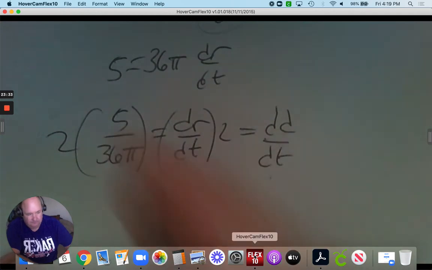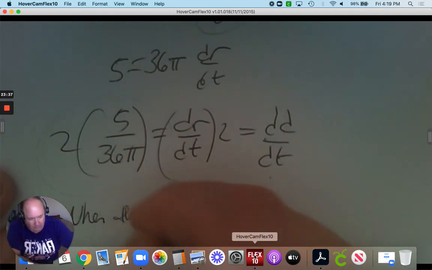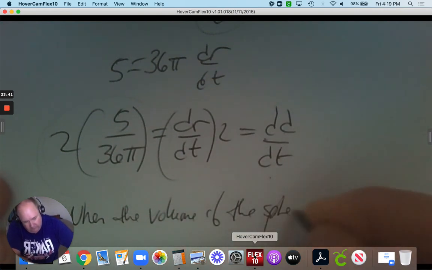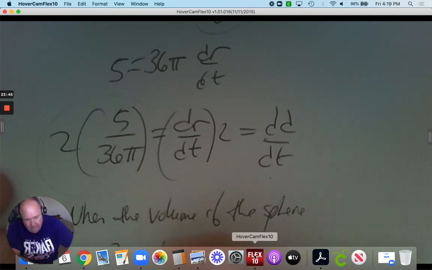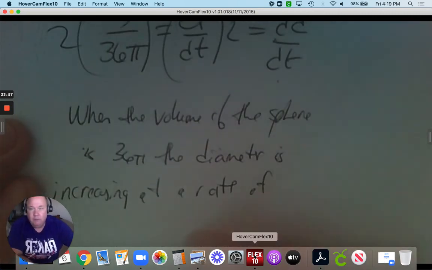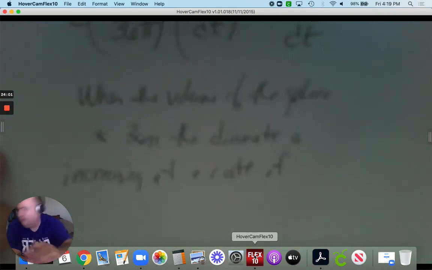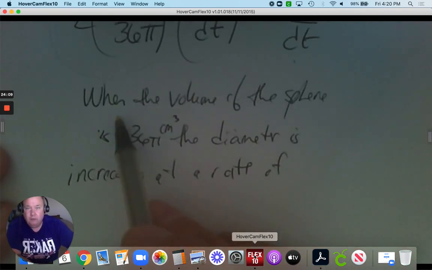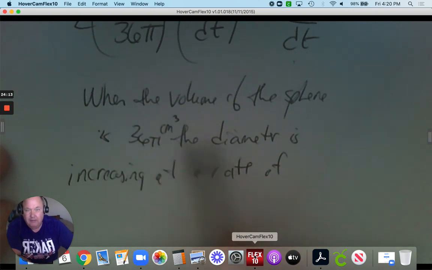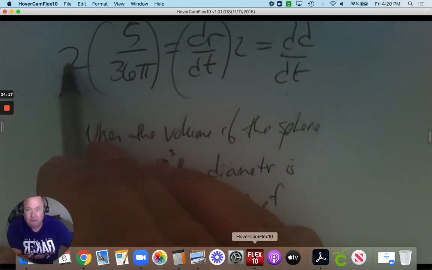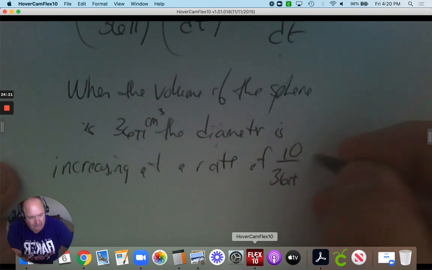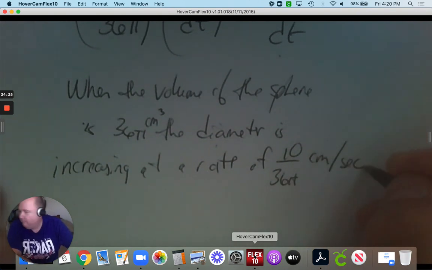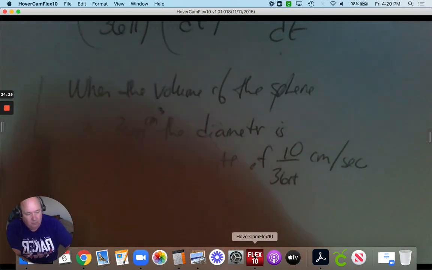So let's write a sentence here. So when the volume of the sphere is 36 pi, the diameter is increasing at a rate of, so when the volume of the sphere is 36 pi, do we have units even? Yep, centimeters. Centimeters cubed. So when the volume of the sphere is 36 pi centimeters cubed, the diameter is increasing at a rate of, and that's what this answer is, 10 over 36 pi, and this is centimeters per second. You could reduce it down, but totally not necessary.